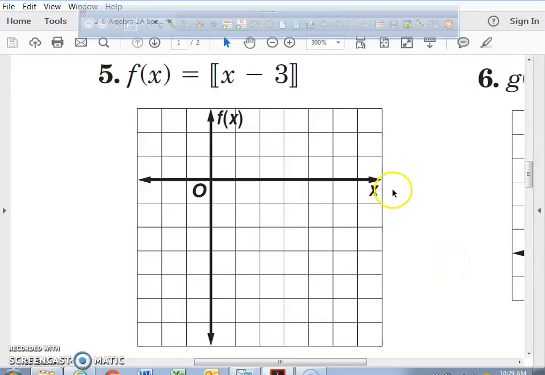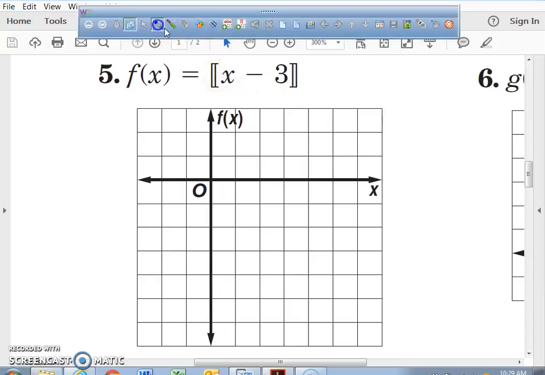Here we go! Today we're going to be talking about three different types of functions. The greatest integer function, then the absolute value function, and last but not least, the piecewise function. Oh, that's my favorite. I like the piecewise function because you get your graph pieces. All right, so here we go.